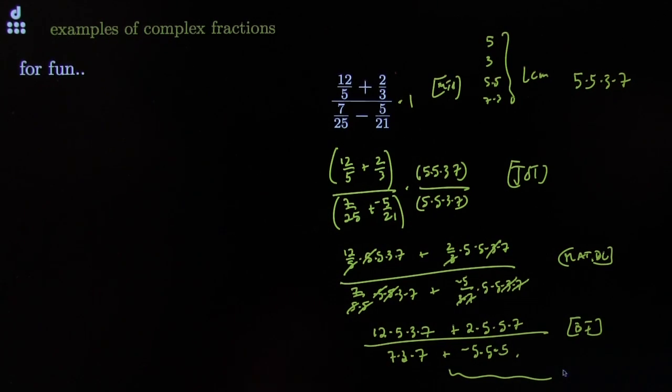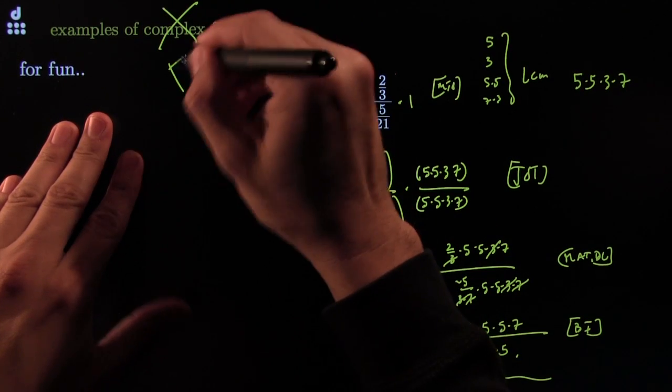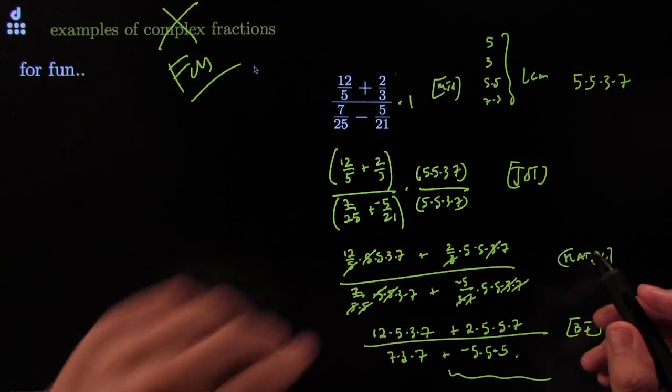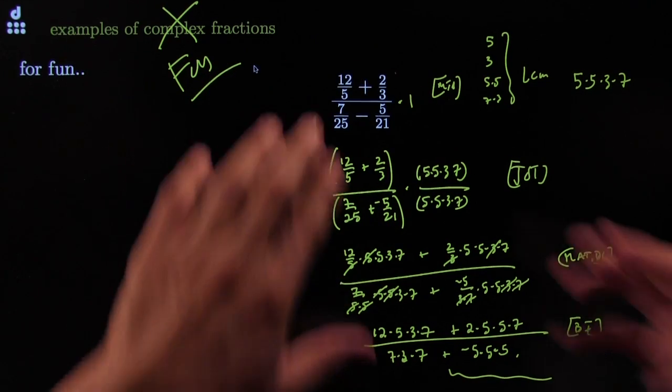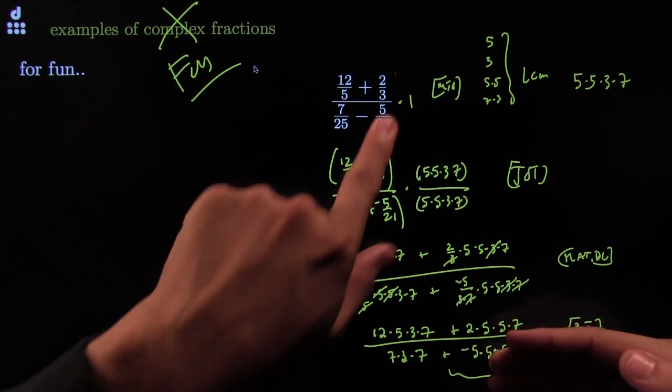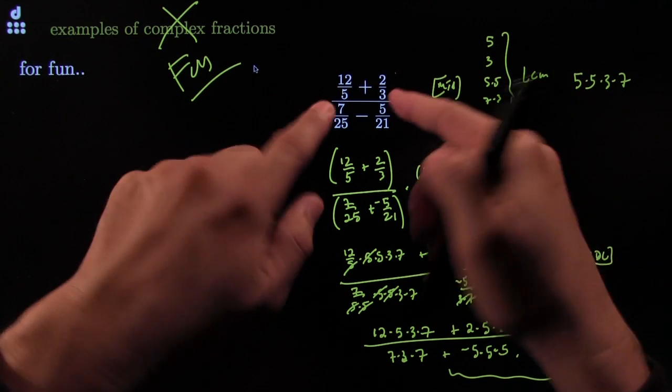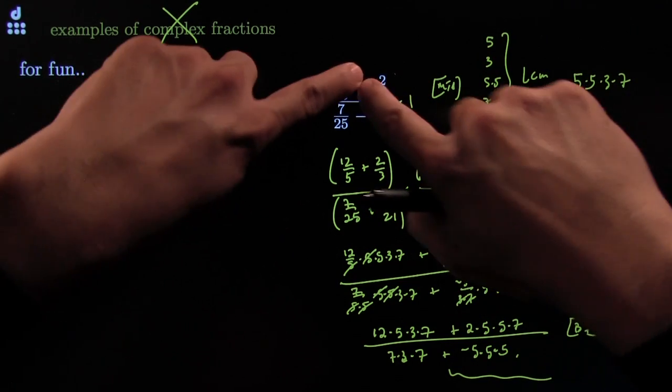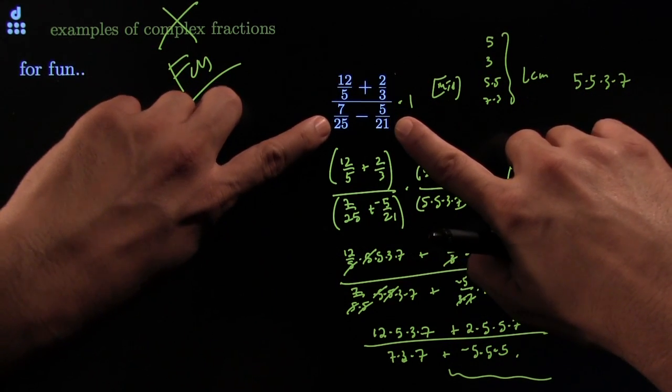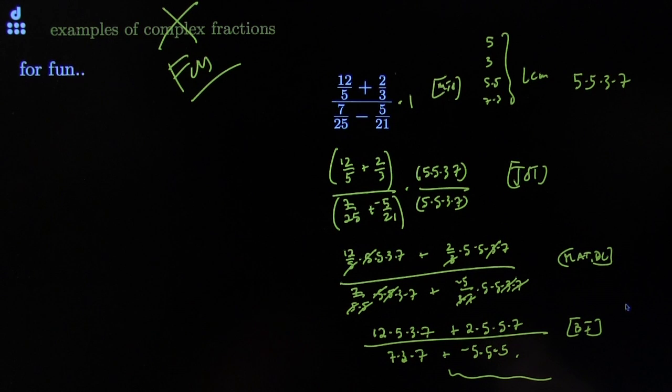Complex fractions, they're not complicated, they should be called fun fractions. Many ways of doing it. Again, this method focuses on killing the denominators. The other way to do it is you get a common denominator on the top, add those, get a common denominator on the bottom, add these, and then flip the bottom. That would be another option.